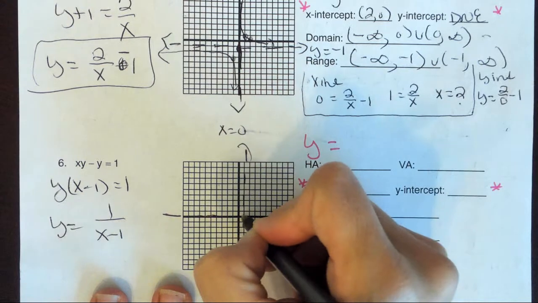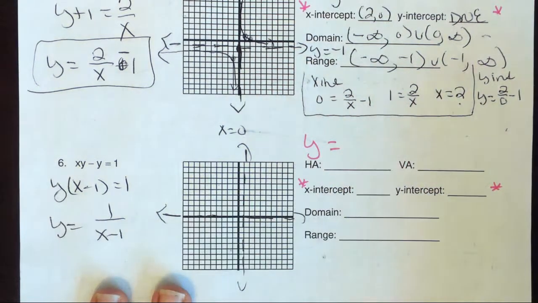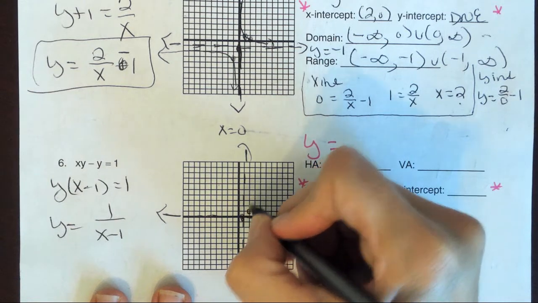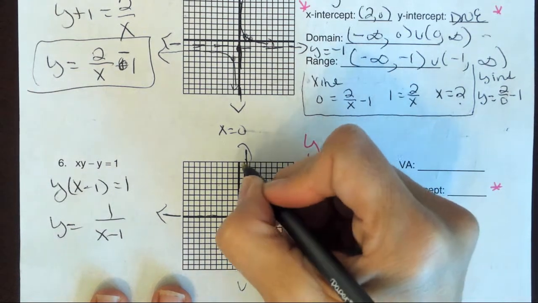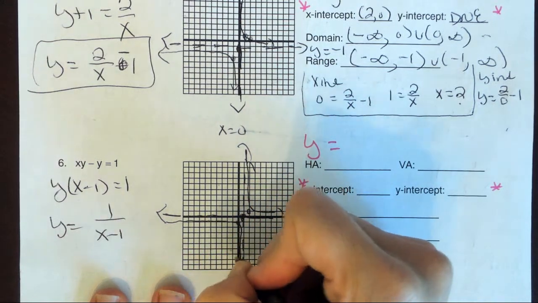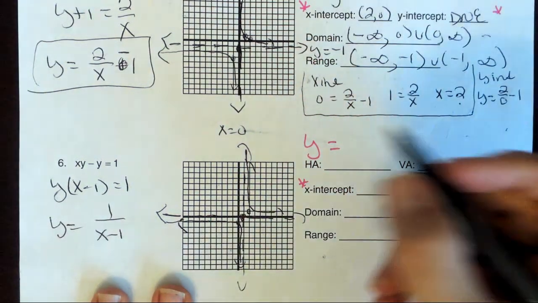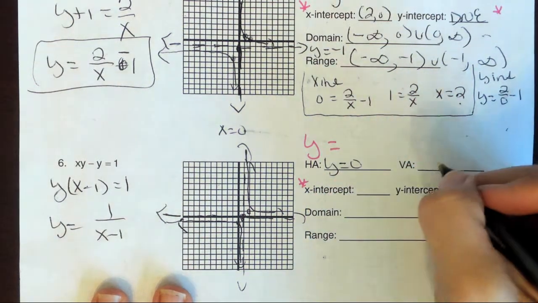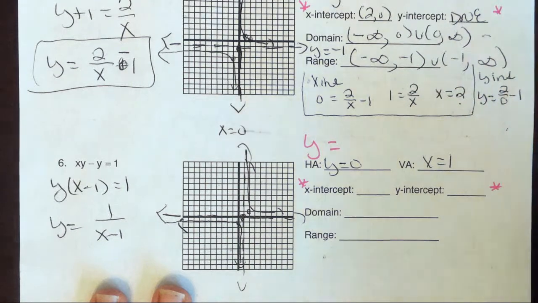This doesn't move at all. There's no reflection, and there's no stretch. So from my middle point, I'm going to go right 1, up 1. And from my middle point, I'm going to go left 1, down 1. Okay. So my horizontal is at 0. It never changed. My vertical is x equals 1.